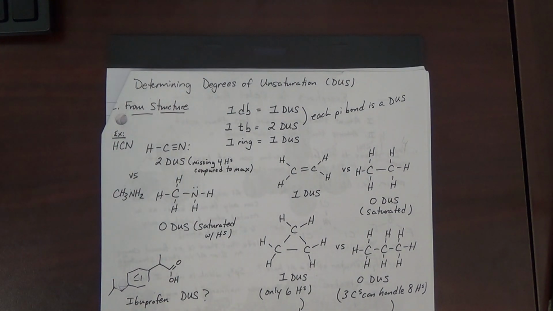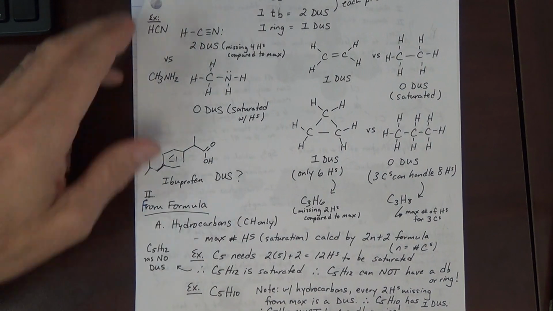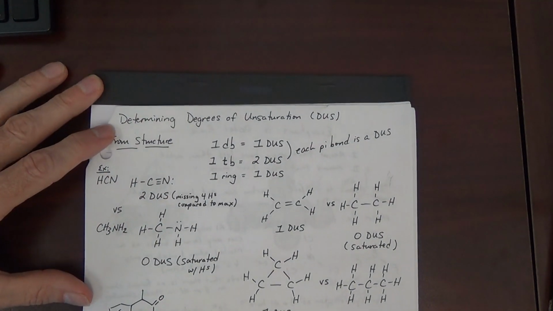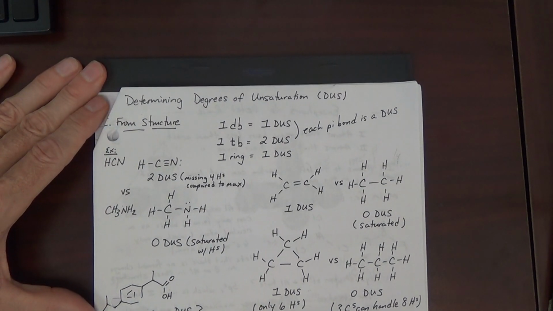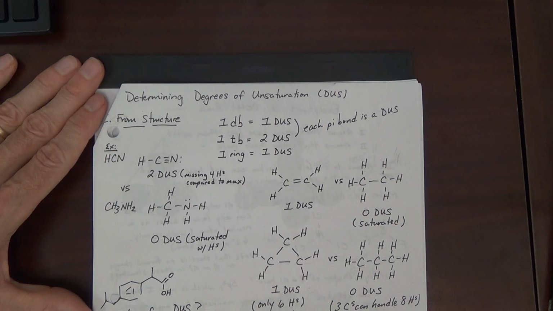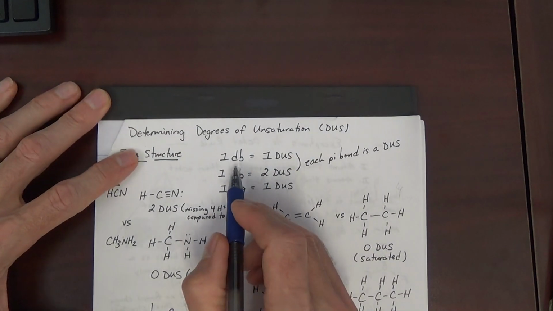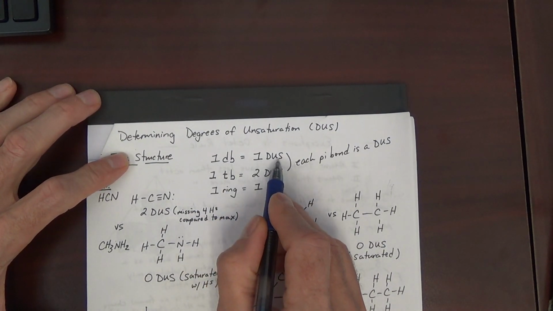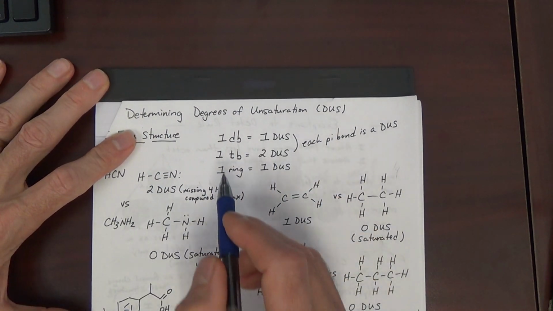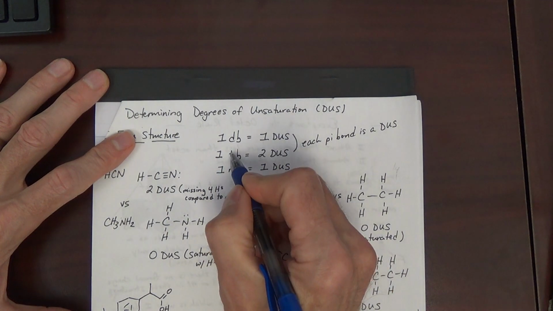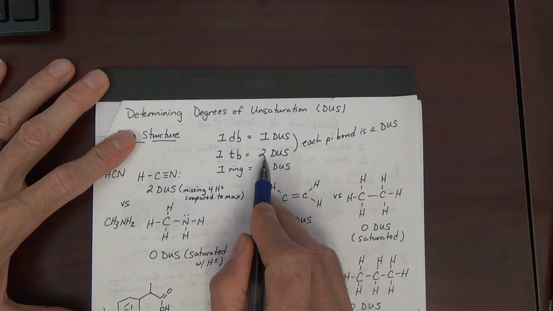DUS can be determined two different ways, either from structure or from formula. Let's first look at doing it from structure. First off, we need to know that one double bond equals 1 degree of unsaturation, 1 DUS, while one triple bond, and that's my T there, is equal to 2 DUS.